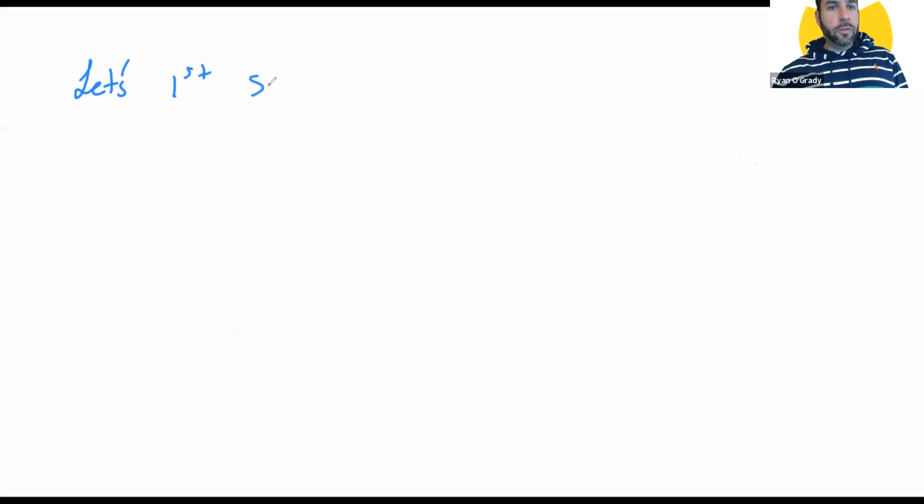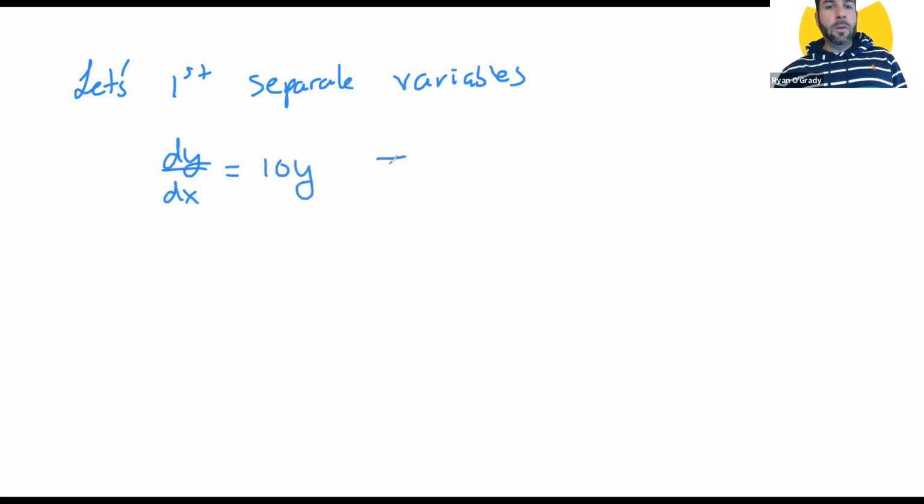So let's first separate variables. What I'm going to do is I have dy/dx, and I am going to remind myself that there's an x and a y, and I am going to take this and write it as 1/y dy = 10 dx.